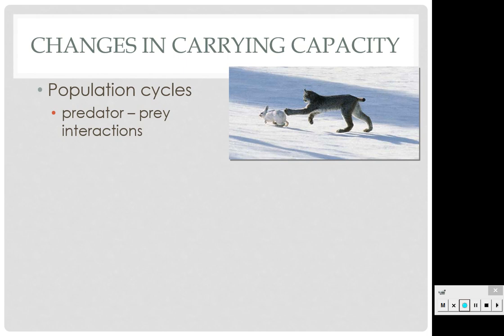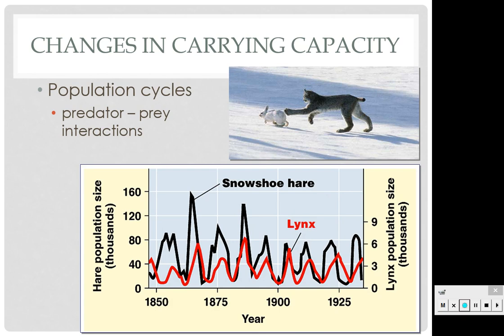Alright, we actually do see population cycles between predator and prey relationships. Here's the snowshoe hare and lynx. You will notice that the population of the snowshoe hare will peak, and then a little bit later the population of the lynx will peak. Then what happens is the lynx is eating lots and lots of the snowshoe hare, so it drops down. Then there's not as much food for the lynx, so their population drops down. Okay, so there's a little bit of lag between the two.